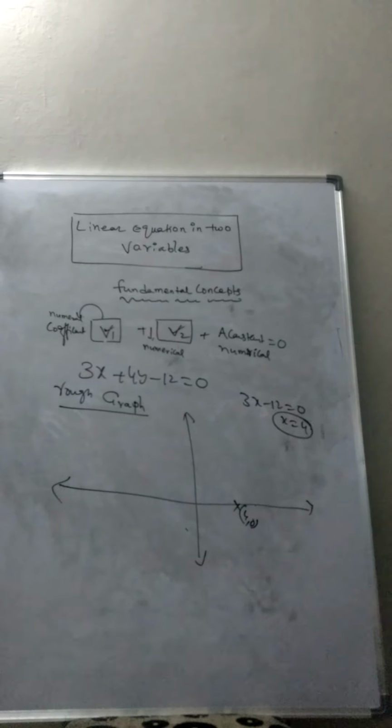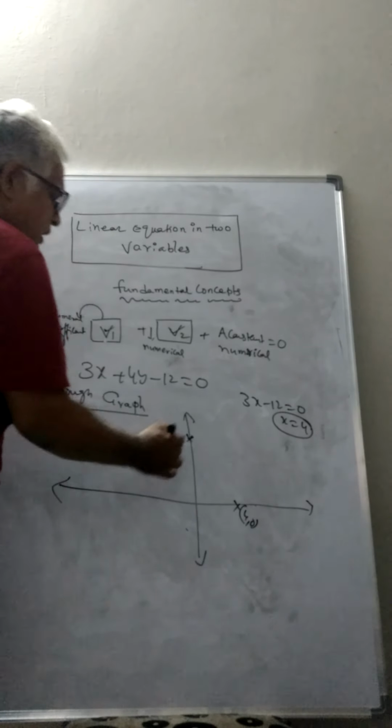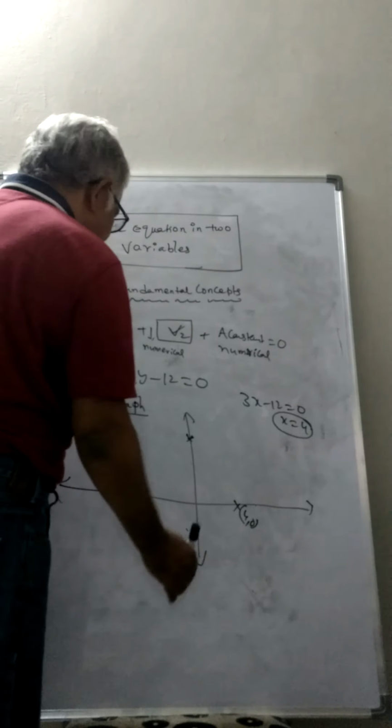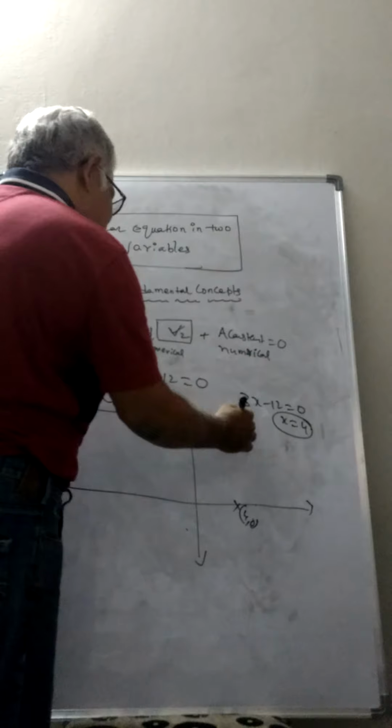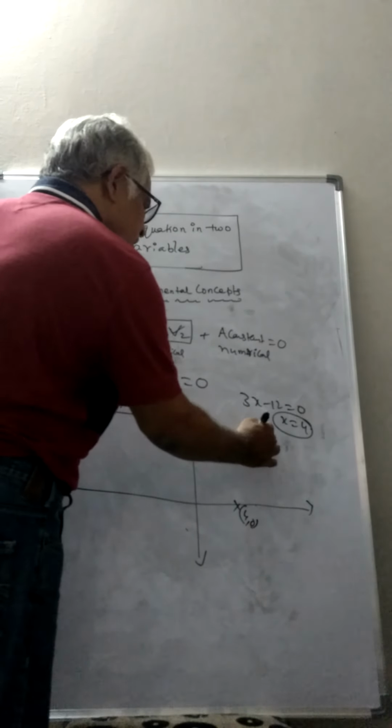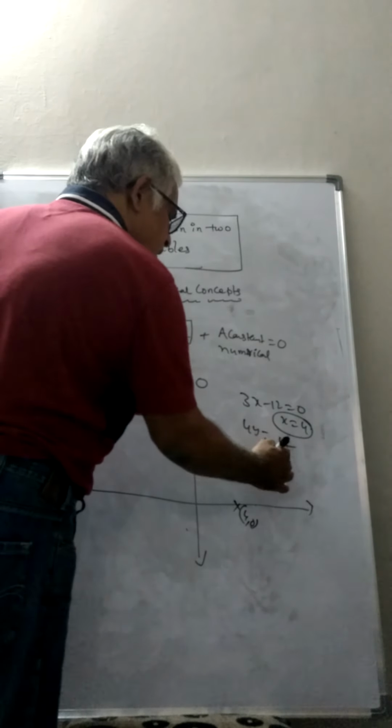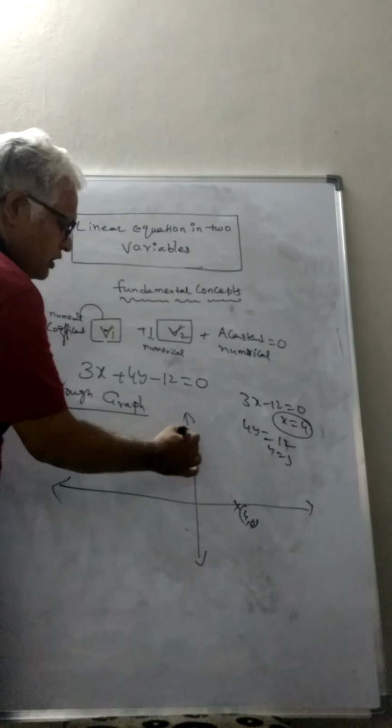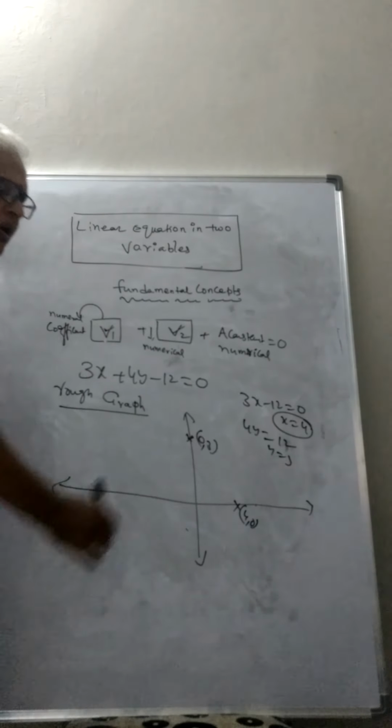This is a rough diagram. Actually, if you want to draw it according to the graph, you will draw it on graph paper. Then next, on the y-axis, what is x? x is 0. x equal to 0 will give me 4y is equal to 12, y is equal to 3. So this is 0, 3.